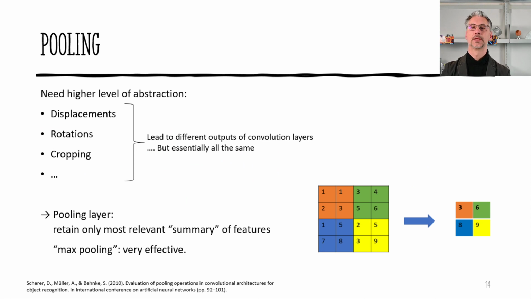To do this efficiently and get to a higher level of abstraction, we need the pooling function, right? We need to retain only the most relevant summary of the feature, and this is called max pooling. This has proven to be very effective, and we also need to learn that displacement, rotations and cropping don't contribute as new features. For example, imagine a dog that is slightly moved left or right, it's still the same dog, or it's slightly rotated, it's still the same dog. And these pooling layers allow us to build more abstract features over time, so we put them in between the convolutional neural network layers.